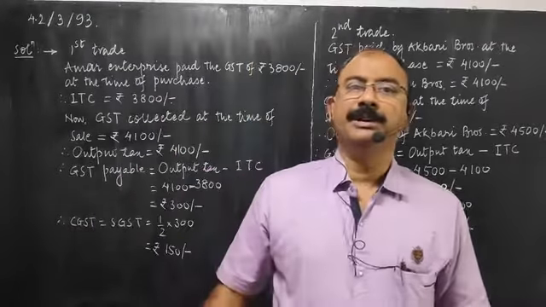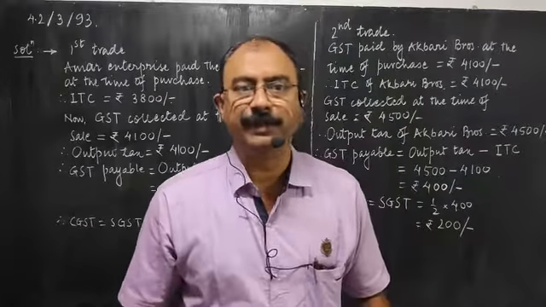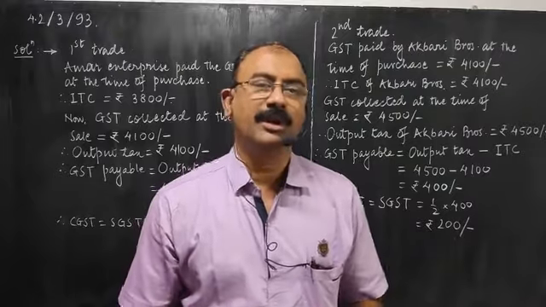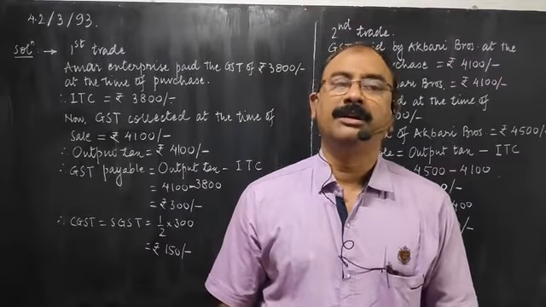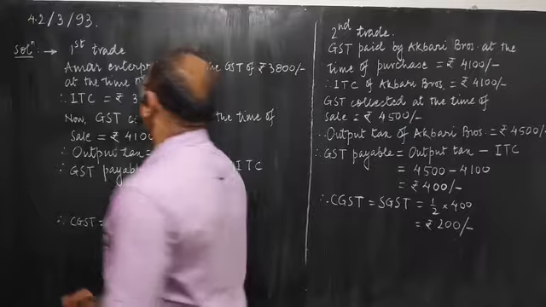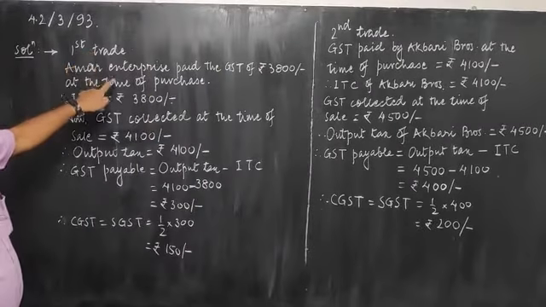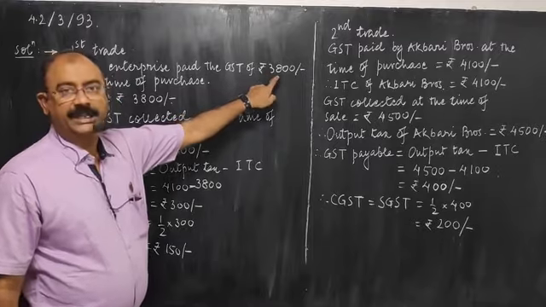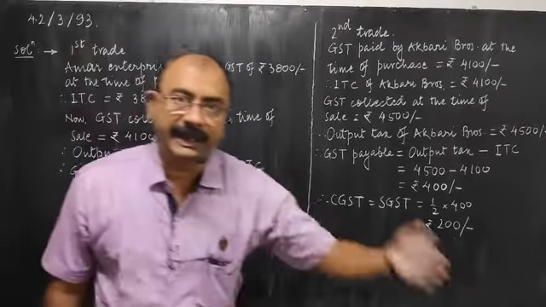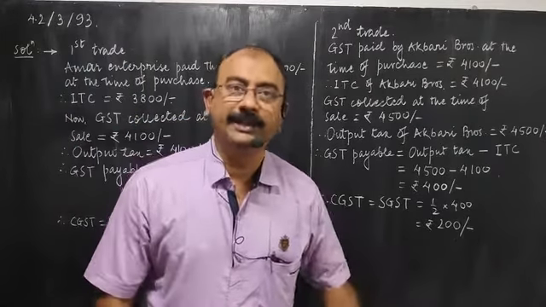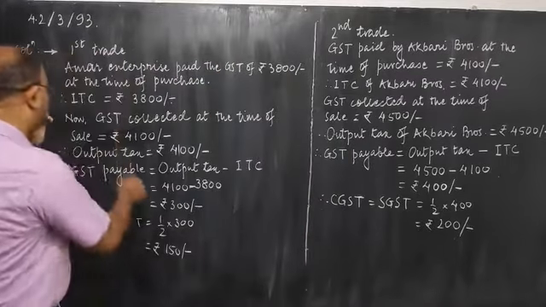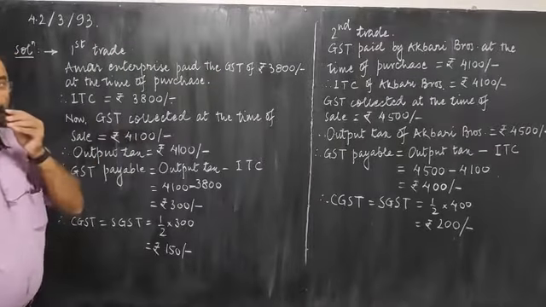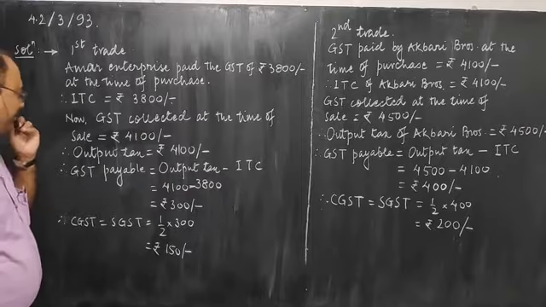In fact, we don't need the names of these people. They are given in the textbook in the problem. Let us solve the problem. In the first trade, Amar Enterprises paid GST of rupees 3,800. जब आप पे करते हैं तो उसको बोलते हैं input tax credit. So we have written, therefore ITC is equal to rupees 3,800.